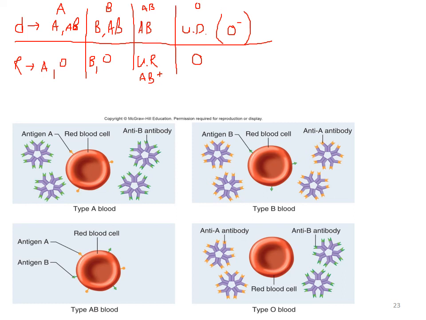If I'm type AB, I am the universal recipient, right? So I can receive blood from anybody, but I can't donate blood to anybody else. But that helps me keep my red bone marrow healthy. So just a little FYI. Anyway, I hope that makes sense.